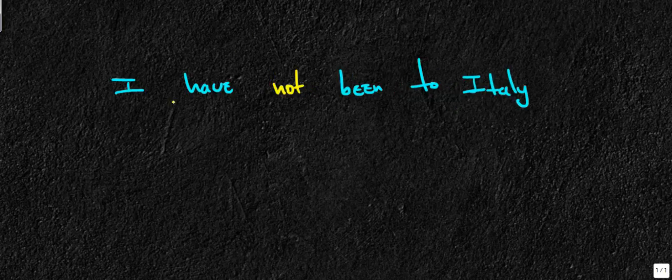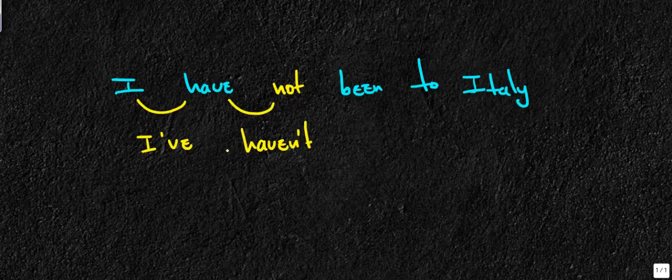Okay? Now, obviously, we have the option of contraction. But in this case, we have two possibilities. We can contract the subject and the verb, or we can contract the verb and the negative. So I could say, I've not been to Italy, all right? Or I could say, I haven't been to Italy. Yeah, these are my two options. Never contract the two, but you have the option of contracting this side or this side.